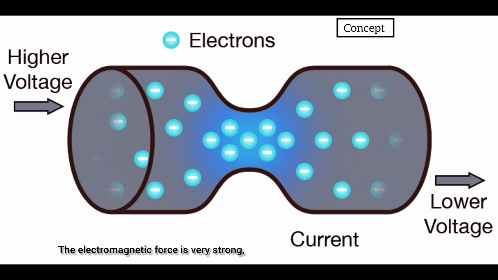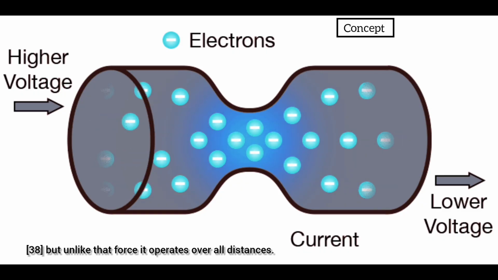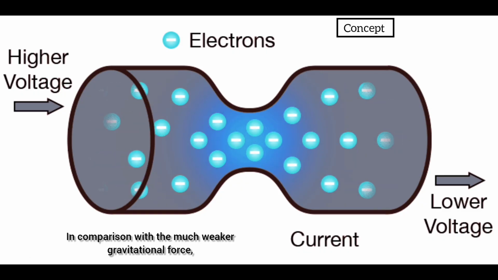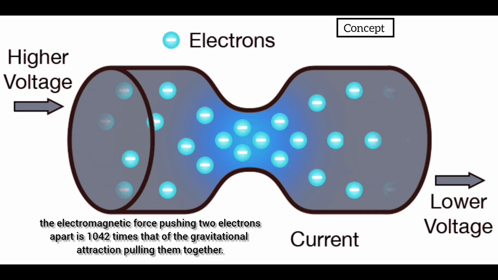The electromagnetic force is very strong, second only in strength to the strong interaction, but unlike that force it operates over all distances. In comparison with the much weaker gravitational force, the electromagnetic force pushing two electrons apart is 10⁴² times that of the gravitational attraction pulling them together.